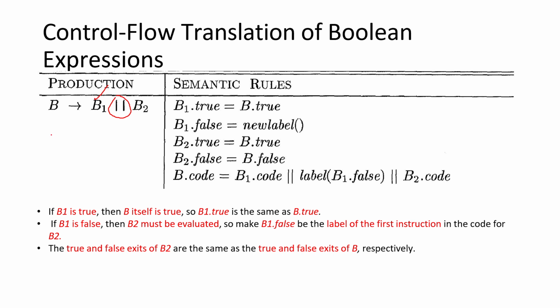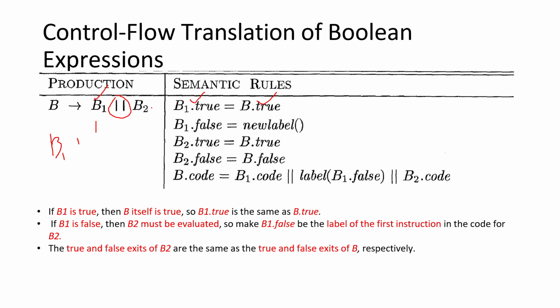As per the truth table of the OR gate, suppose we have B1 and B2. B1 is 1, which means even though B2 is 0, the entire expression is true. So we write a label, B1.true. Whenever B1 is true, B is also true. Only whenever B1 is false will we evaluate B2.